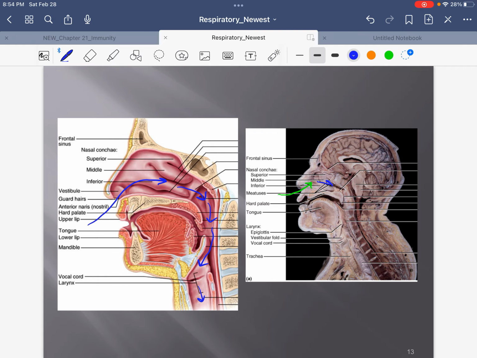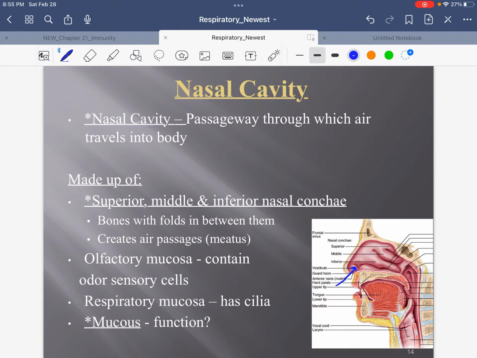When it comes to the nasal cavity, the nose is just the nose, but pretty quickly we get to the nasal cavity. The nasal cavity is the second arrow that I pointed. This is the passageway after the entrance to the nose. It has these folds called nasal conchae. Lining this are folds in the bone.